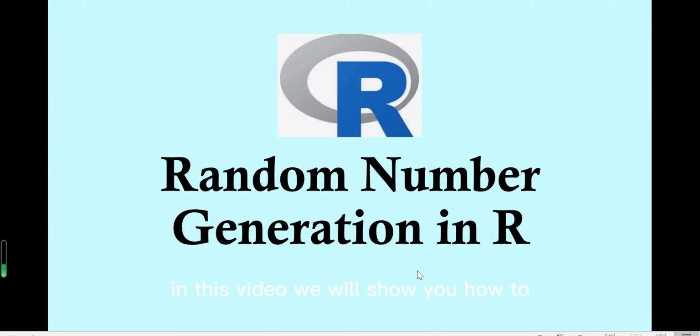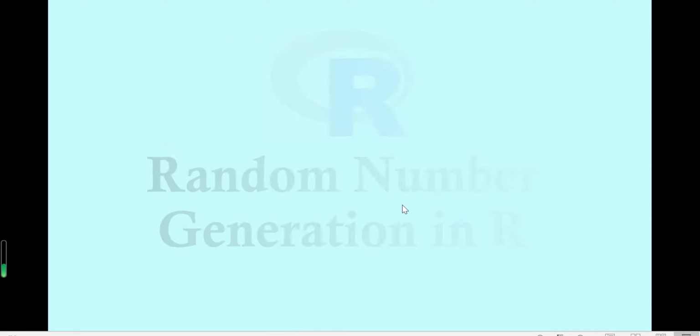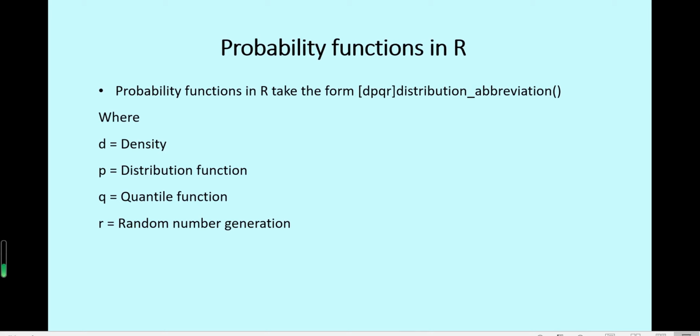In this video, we will show how to generate random numbers in R. So the probability functions in R take the form called dpqr with a distribution abbreviation. Here dpqr means one of these four letters will be selected and placed before a distribution abbreviation.